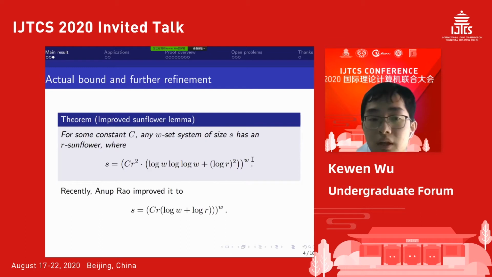And recently, an unofficial result improved the bound to be roughly this bound. It is R log W plus log R to the W. And this is also tight for our approach because he only refined our analysis, and our lower bound example also works for his bound.